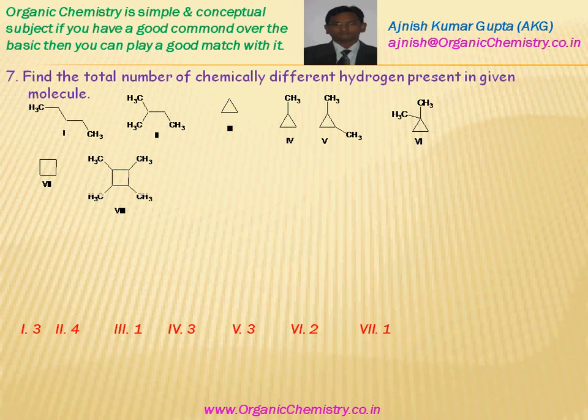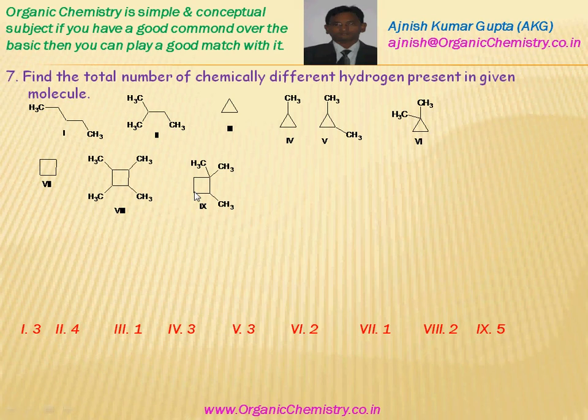In this molecule, all CH3 groups have the same chemical nature, while all hydrogen present over the ring have the same chemical nature. So this molecule has two chemically different hydrogens. Carefully analyze this molecule. CH3 present over this carbon and CH3 present over this carbon do not have the same environment, so the hydrogens are also chemically different. So 1 from this position, 2, 3, 4 and 5. These two carbons are also chemically different.